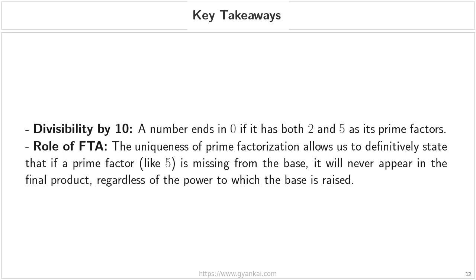Second, I want you to really focus on the role of the fundamental theorem of arithmetic. The most critical part of this theorem is the concept of uniqueness. Because prime factorization is unique, we can state with absolute certainty that if a prime factor, such as 5, is missing from the base of our expression, it will never suddenly appear in the final product, no matter how large the exponent becomes. As we saw in our example with 4 to the power of n, raising the number to a power only increases the number of 2's we have. It can never create a 5.